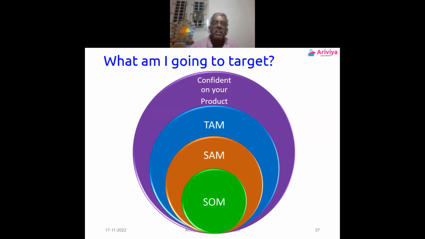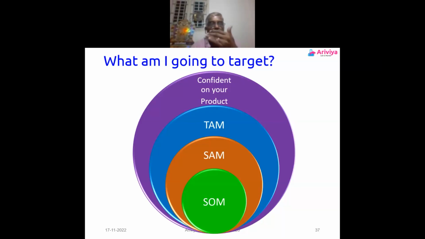Okay, so whenever we are targeting the market size, first you have to have confidence in your product. Then there is the total available market, the serviceable available market, and the serviceable obtainable market. So this is the way. That is what I showed in some slides before. We are supposed to have thousands of inventions, but we end up with only 10 or 5 products reaching the market. So it is a very challenging one.